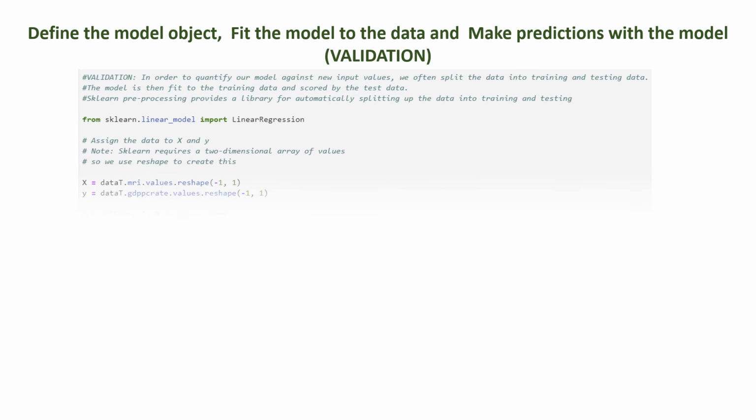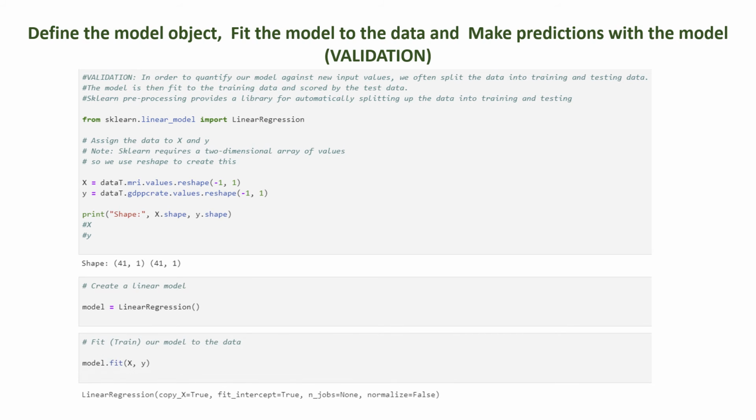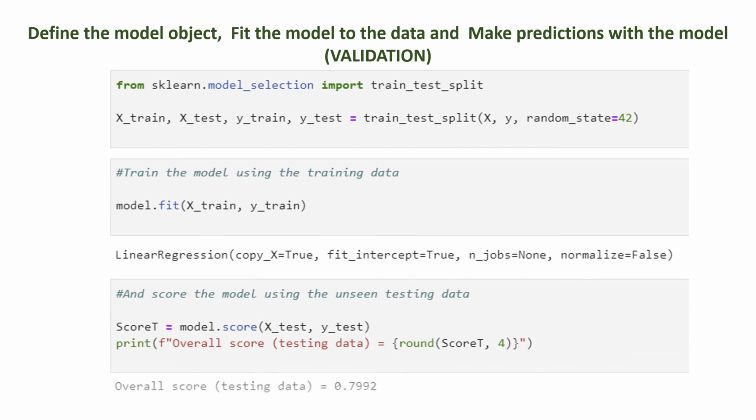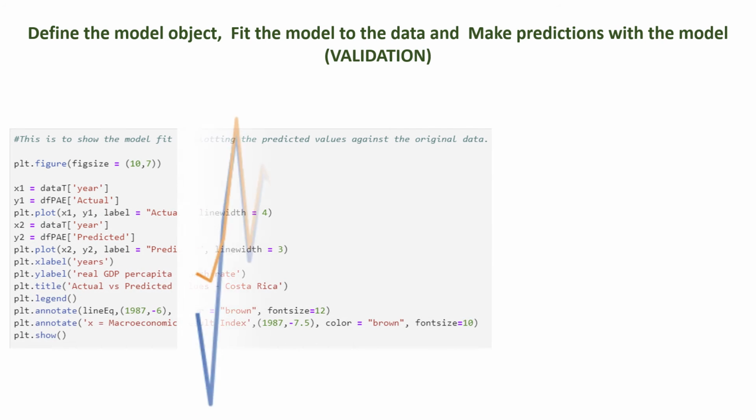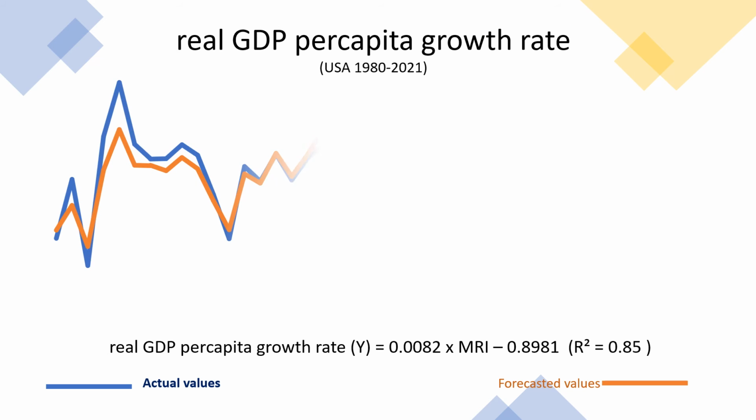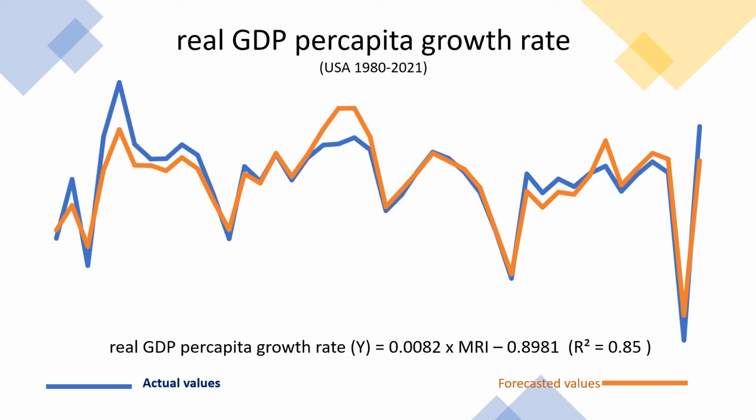Especially important now is the validation. It is needed to reshape values and create and fit the model. Then we get the overall score for the testing data, and this result should be a low value. And finally, we can see the model fit by plotting the predicted values against the original data. And also we can see the model fit for the US function and just watch how the predicted values are so close to the actual values.